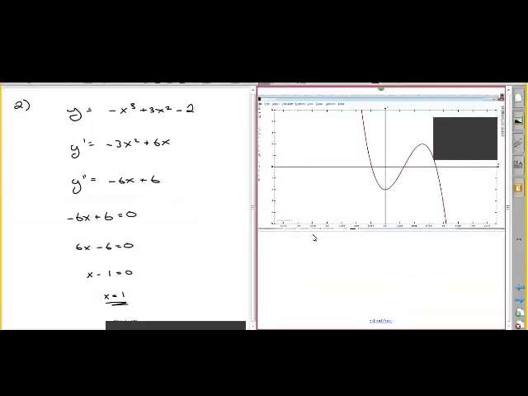So I'm going to plot this function, -x cubed plus 3x squared minus 2. Okay, there it is. Graph it. There it is. Looks just like the book. Take a picture of it. Okay, voila, there it is.